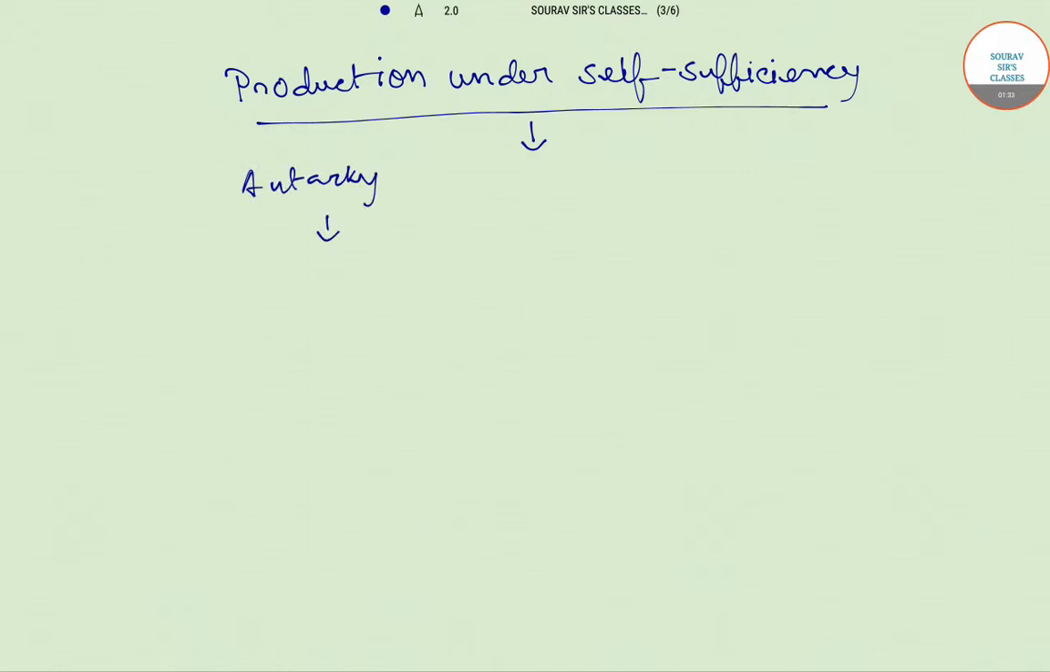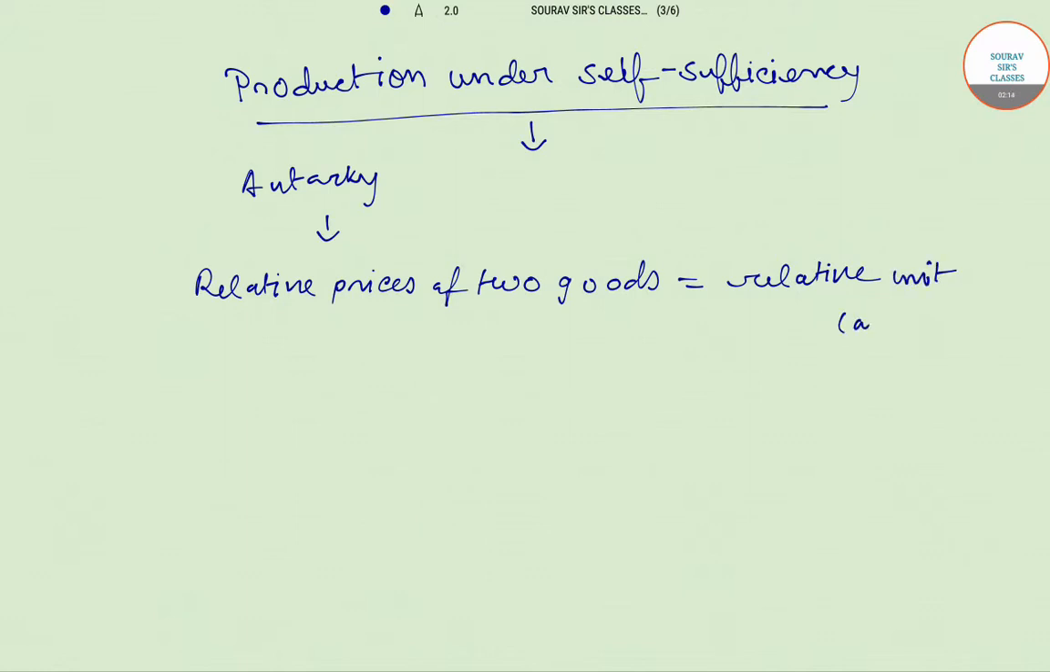In autarky, in the absence of trade, the relative price of cloth and wine, that is the relative price of the two goods, is equal to the relative unit labor requirement.